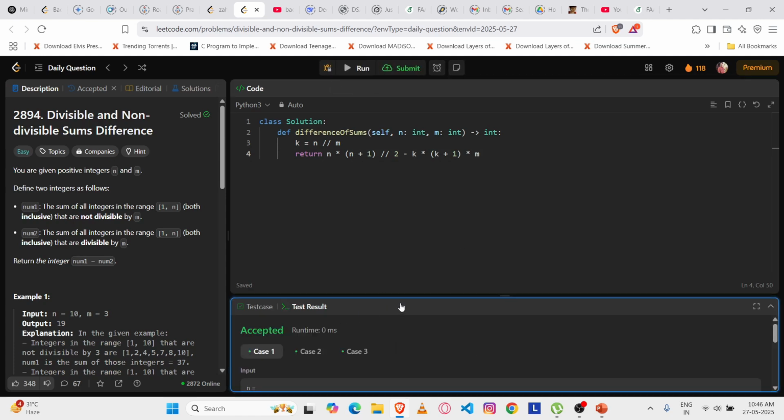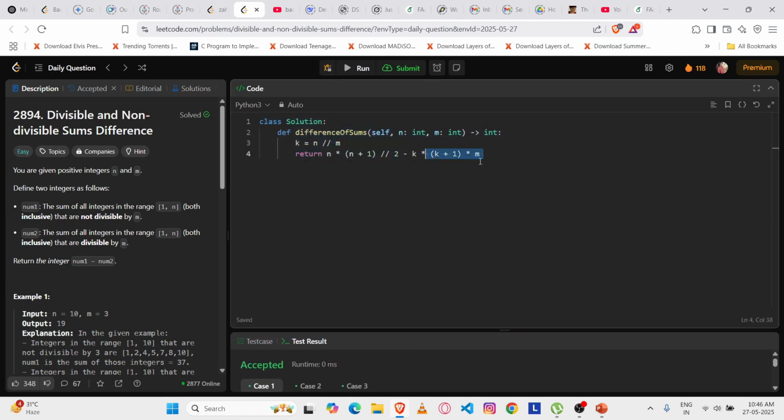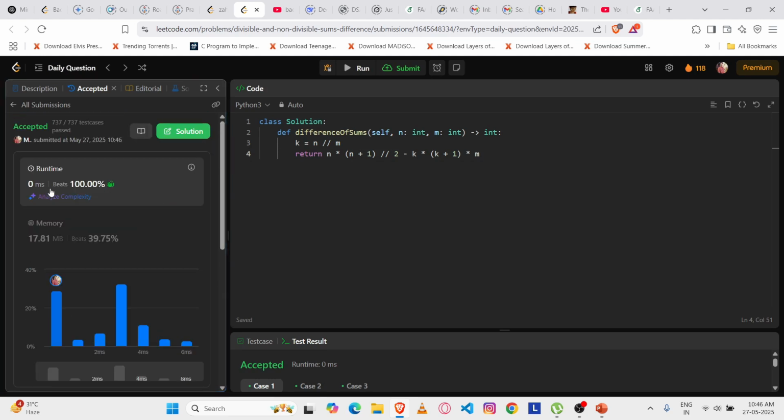As you can see, every case has been accepted, and the time complexity because of this formula is going to be big O of 1. The space complexity is also going to be big O of 1. So let's submit that. As you can see, we are getting very good complexity in terms of time and space.